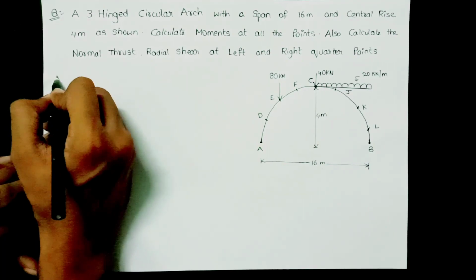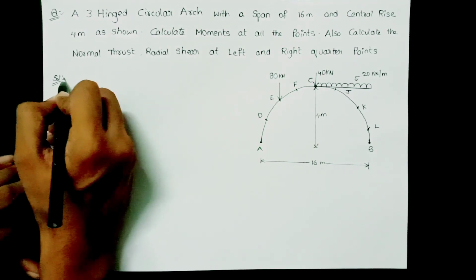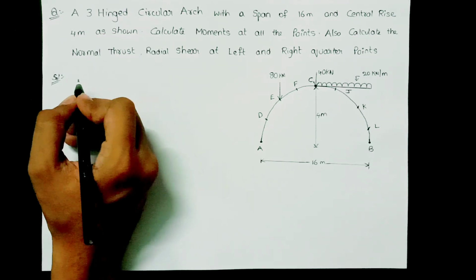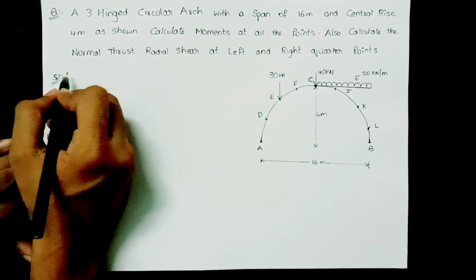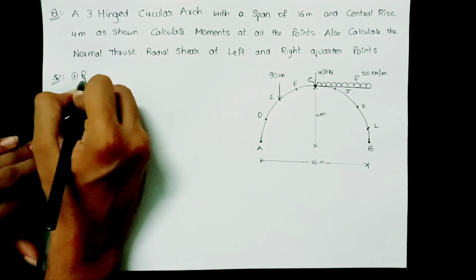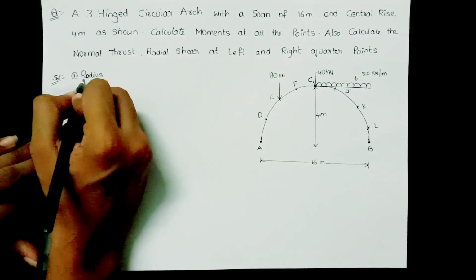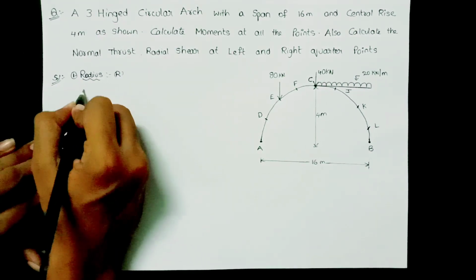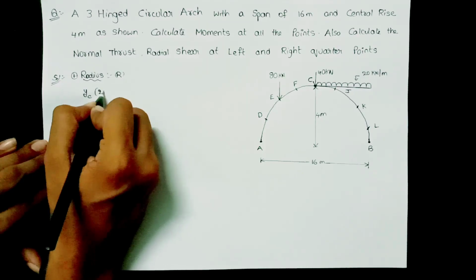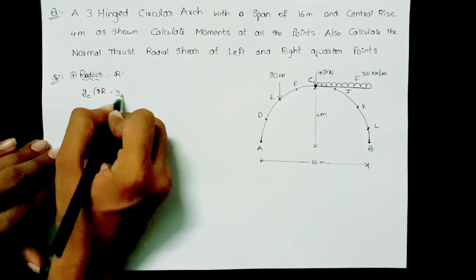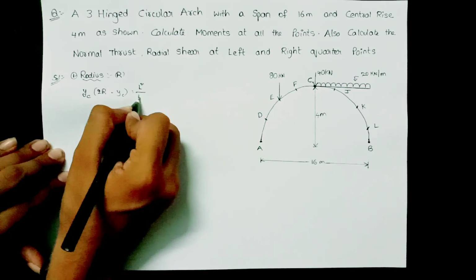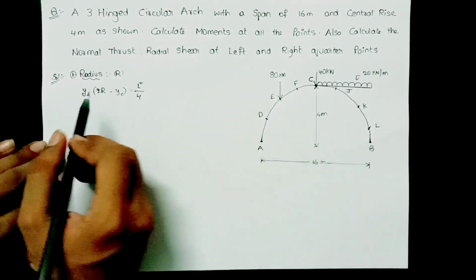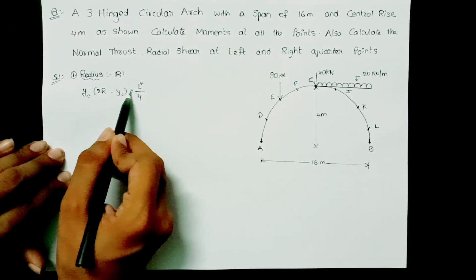Coming to the solution, I have explained the procedure in my previous video. If you haven't seen that video, you can watch it; the link will be given in the description. In that video I told you the first step is to calculate the radius of the arch. Since this is a circular arch, the formula for the radius is yc into (2r minus yc) equal to L square by 4. I explained this derivation in my previous video.